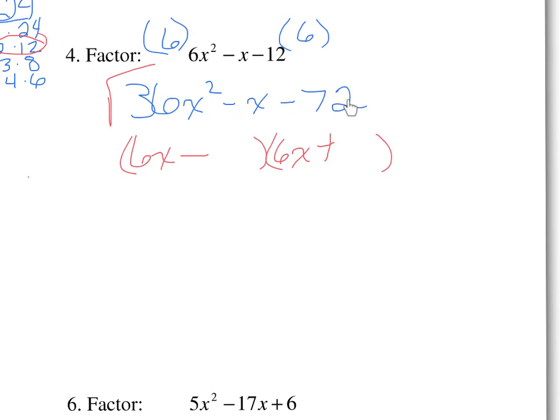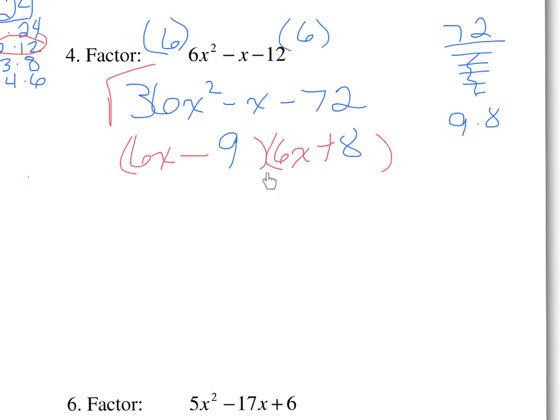So factors of 72 that subtract to make 1. You can make a little list out here if you want. I happen to know that this is 9 times 8. If you know your multiplication facts, this is not too hard. If you don't, you're going to need to make a list.